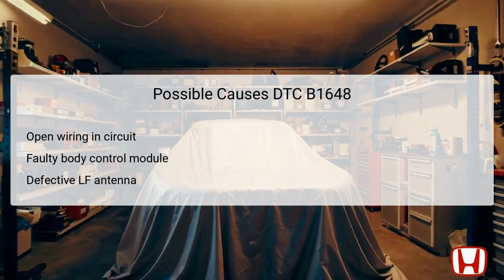An open wire in the circuit may interrupt the signals necessary for the BCM to function correctly, which can be due to wear, damage, or manufacturing faults. A faulty body control module could also generate this error. If the module isn't processing signals correctly, it will not register the antenna's status accurately.